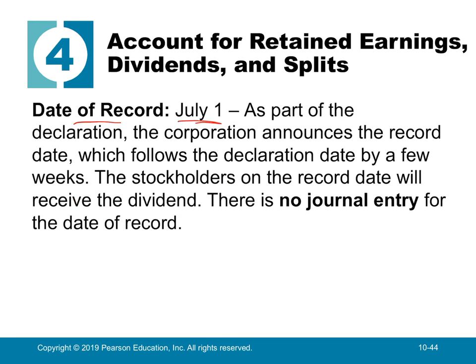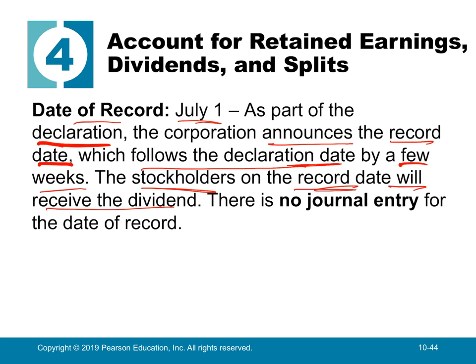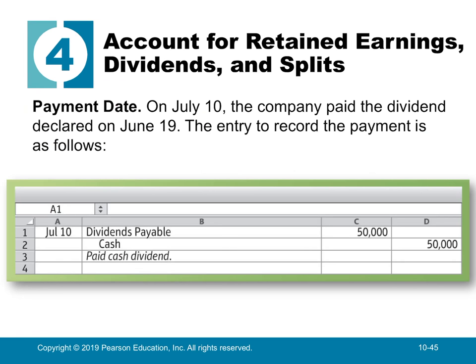$50,000. The date of record, July 1st. So when they did the declaration, they announced the record date, which usually follows the declaration date by a few weeks. So whoever is a stockholder on the record date will receive the dividend. Again, just like I said earlier, there's no journal entry for this date of record. And then on the payment date, you're going to get rid of the liability and pay out the dividend in cash. So you paid your cash dividend on this payment date.